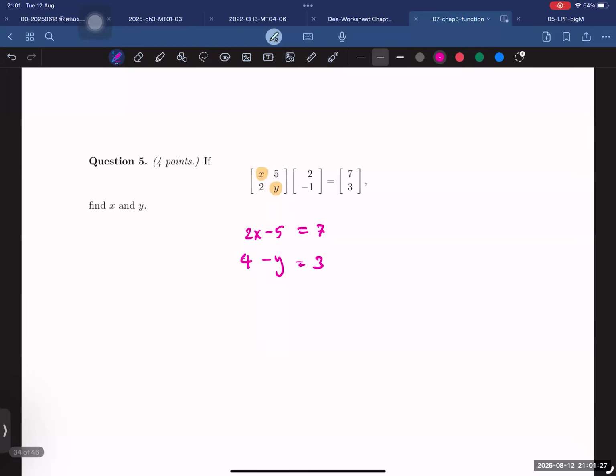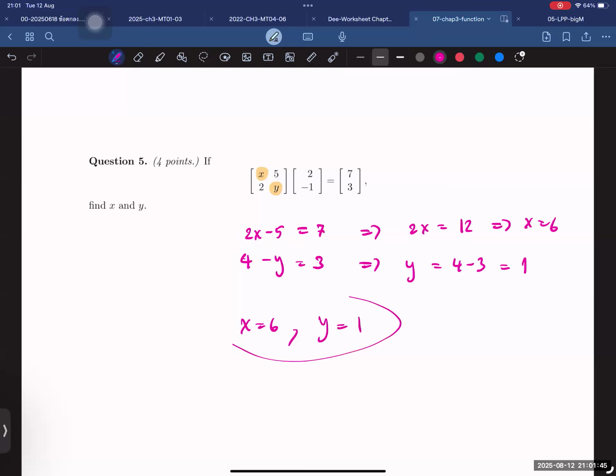Here is simple. The second one, we got y equal to 4 minus 3, so that is 1. And from the first one, we got 2x equal to 12. Therefore, x would be 6. So x is 6, y is 1. So just do the matrix multiplication first and then the problem is simple. So we can solve for x and y.